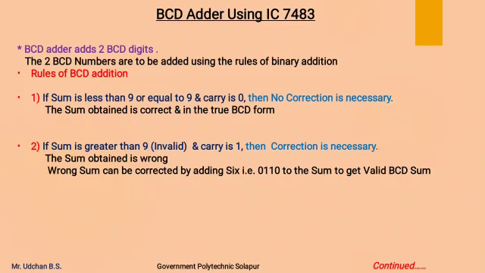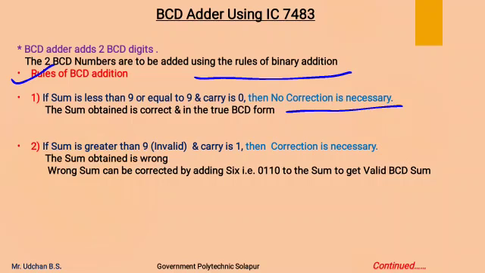Next we will see a BCD adder using the 7483 IC. A BCD adder adds 2 BCD digits. We already know the rules of BCD addition; during the addition the rules of binary addition are going to be followed. We learned this in the first chapter. If the sum is less than or equal to 9 and carry is 0, then no correction is necessary. The sum obtained is correct, is valid, and is in true BCD form.